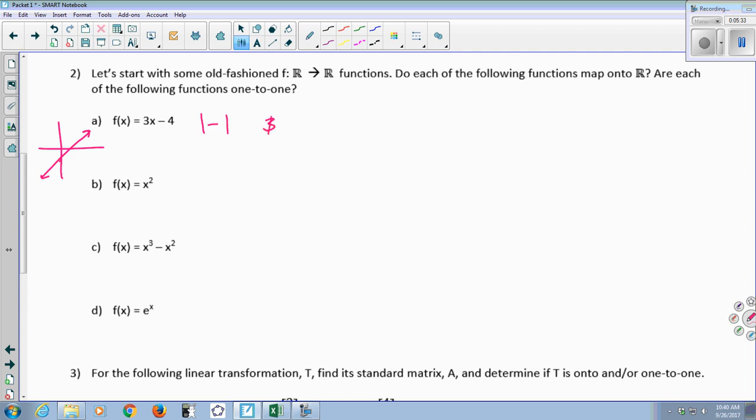And is it onto? So we know that its codomain is reals, right? Because all of these have outputs that are in the real numbers. Can you produce every single real number as an output of that function? No? Which one can't you build?